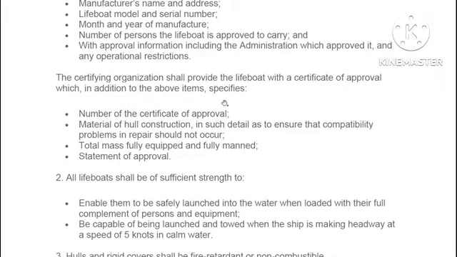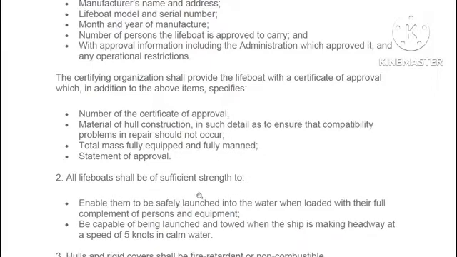Okay, the certifying organization shall provide the lifeboat with a certificate of approval which, in addition to the above items, specifies the number of the certificate of approval, material, hull, construction, to ensure compatibility so that problems in repair should not occur, total mass fully equipped and fully manned, and a statement of approval.